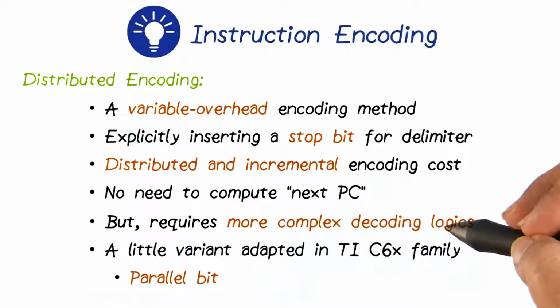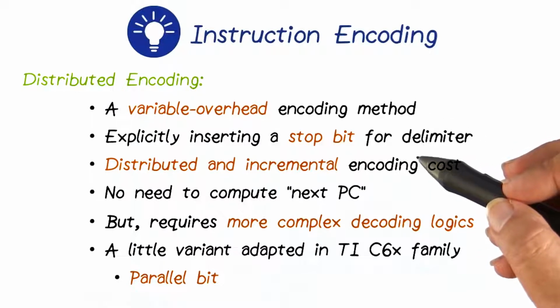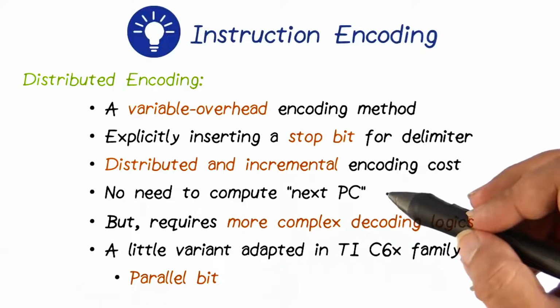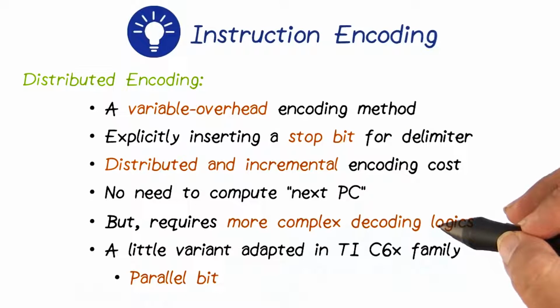So what's the catch here? Why is it that we even have this fixed size encoding? Why is it that this scheme is not adopted if it is so good? Because it has all these advantages. It has overheads proportional to the number of no-ops, and there is no need to compute the PC address. Well, the catch is that it needs much more complex decoding logic.